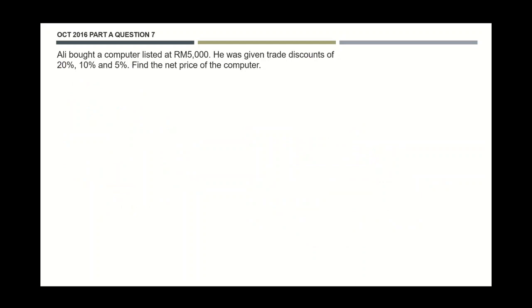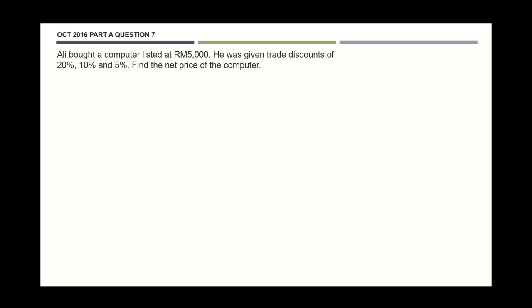The second question is October 2016, part A, question number 7. For the October 2016 past semester exam, they have part A and part B, right? It stated that Ali bought a computer listed at 5,000. He was given trade discounts of 20%, 10%, and 5%. Find the net price of the computer. So they ask you the net price.